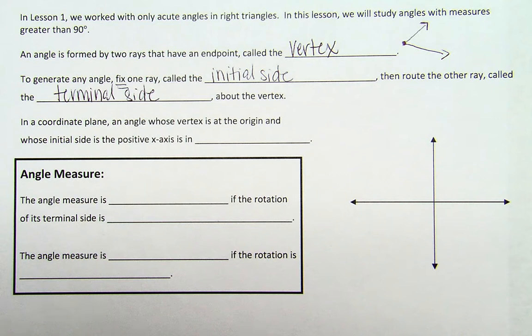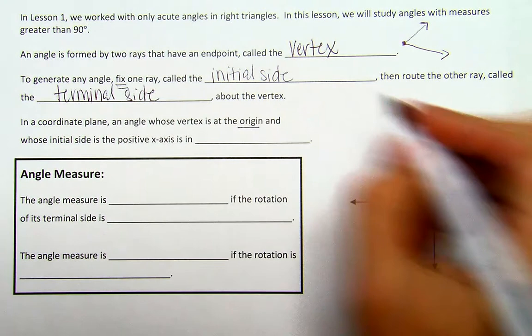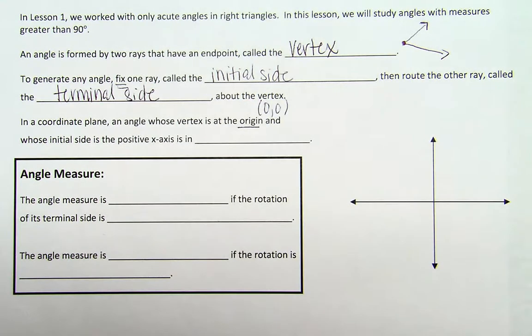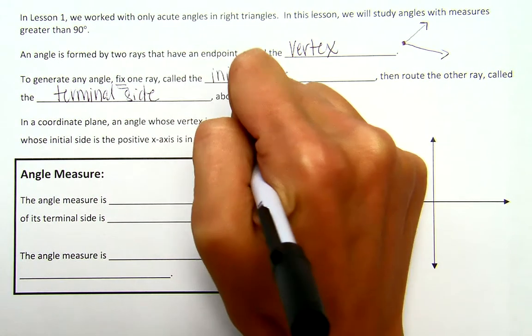And then the one that moves around our coordinate plane that gives us different angle measurements, that's going to be called our terminal side. In a coordinate plane, an angle whose vertex is at the origin, and you can remember the origin is the point where our two axes meet together, that's point (0, 0), and whose initial side is on the positive x-axis is in what we call standard position.